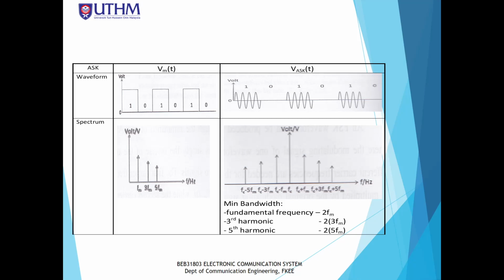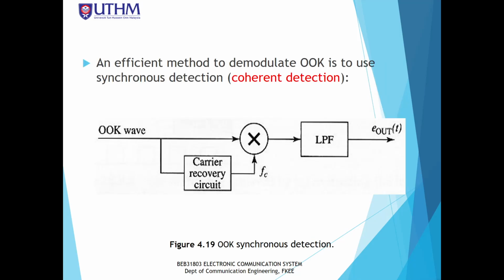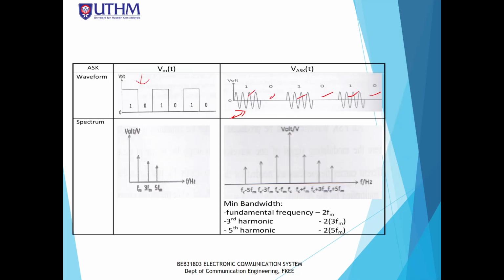And here is a waveform of ASK. You see that we have the input Vm(t), logic 1 0 1 0 1 0, and the output ASK here: on off on off on off on off, for the different logic levels. And then here we have the spectrum. What about the bandwidth? The bandwidth for ASK is equal to 2 times the input frequency.